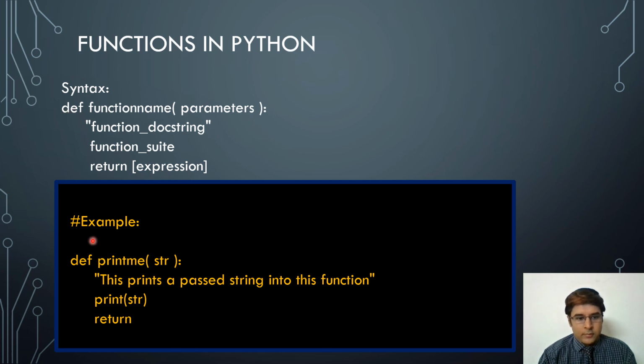So an example is def printme(str), this prints a passed string into this function. This is the docstring for this printme, and this prints the passed str parameter and simply returns from this code without a value. So this is not returning anything, basically it is just returning from this function.